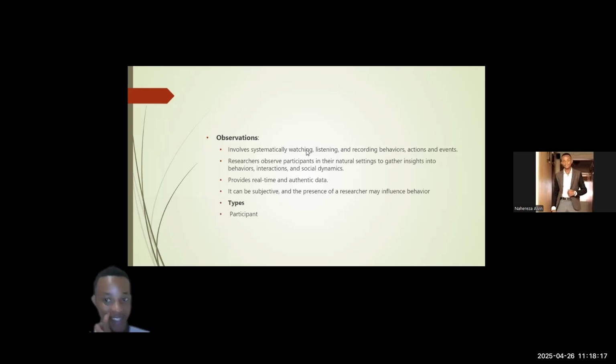Types of observations: maybe have participants, where the researcher actively engages in activities of the group being studied in the research, and then we also have non-participants, where the researcher doesn't really have to interact with the group being studied.